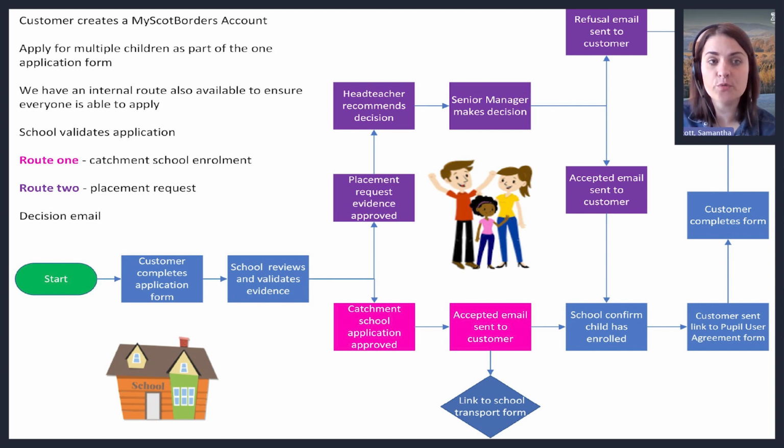And we've got two routes. We've got our catchment school enrolment, and then we've got our placement requests. These were two separate forms before it went into Jadu. So we've been able to really streamline the process for customers and also for staff. And you can see the routes here.